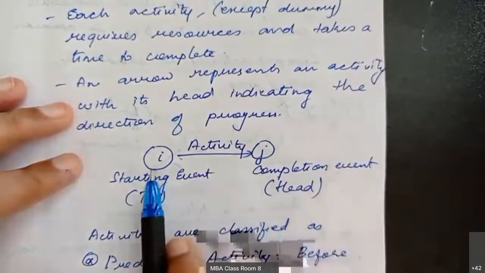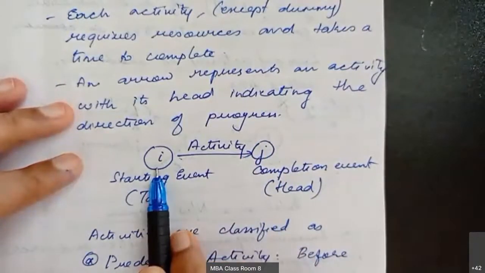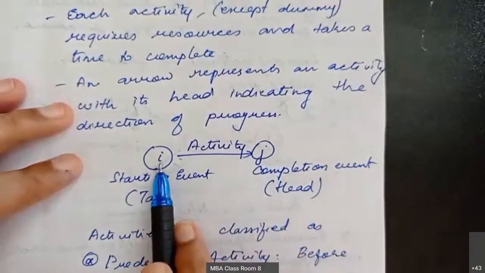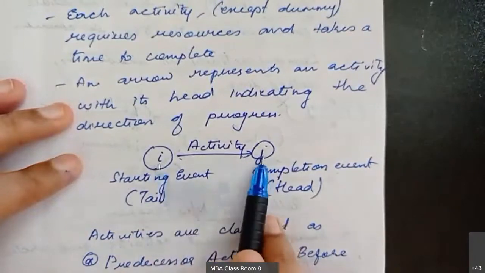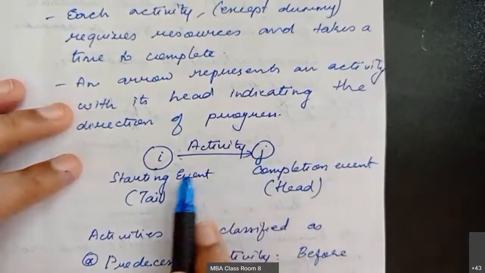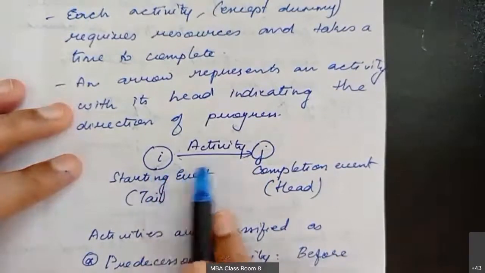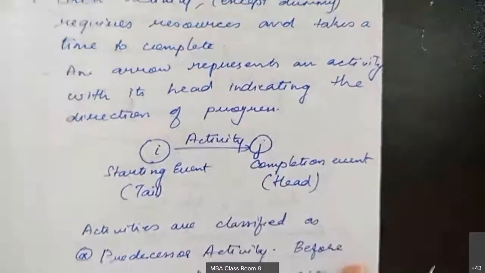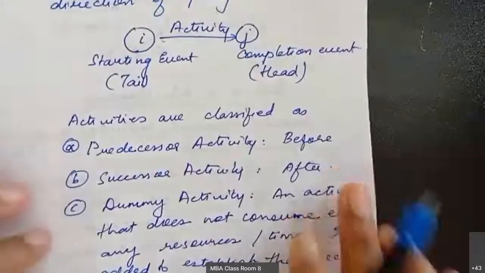You have some formulas for doing CPM and PERT. In that we have this I and J representation. I represents the starting event, and J represents the ending event. So the arrow mark will go from the starting event to the ending event. Is it clear?